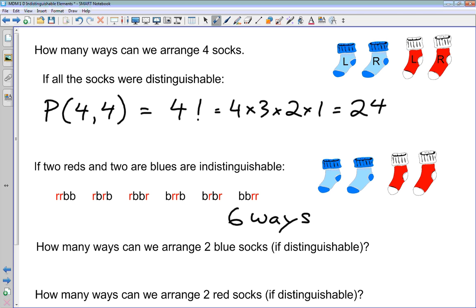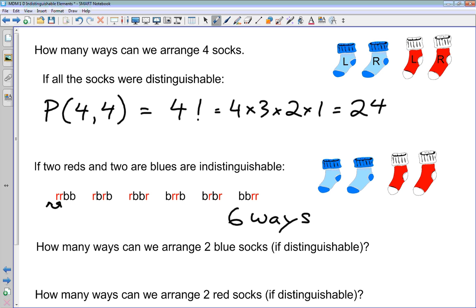And this makes sense that it's a smaller number of ways, because if I look at this first one here, red, red, blue, blue, I can rearrange the red and the red, but that's not going to make any difference, because I could swap them, but I can't tell that I've swapped them because the 2 red socks are identical, are indistinguishable. So there are fewer things that we can tell we have created as a different set. We want to know a way of calculating this number of ways without having to write out the possible sets every single time.